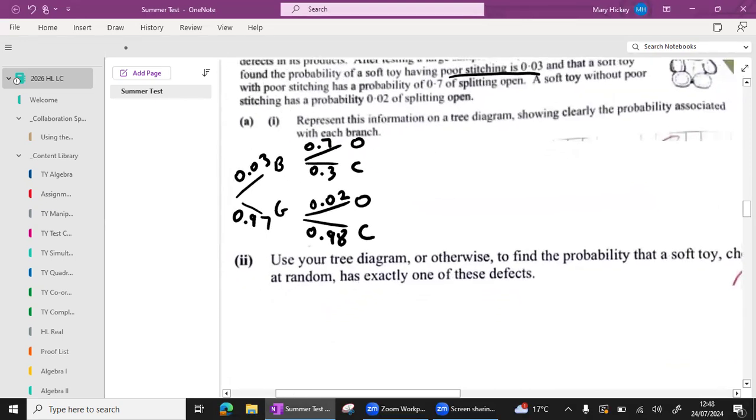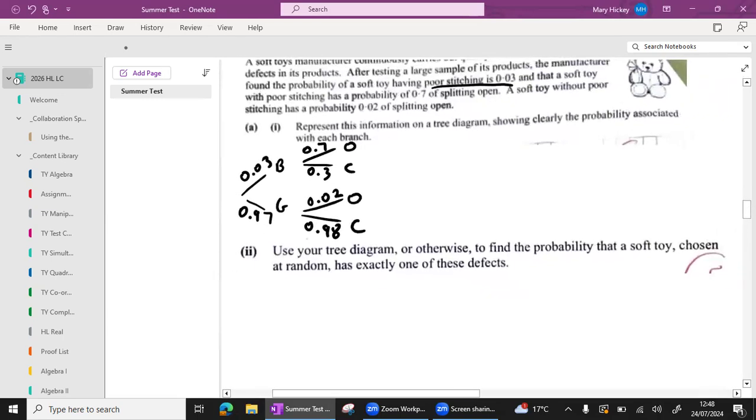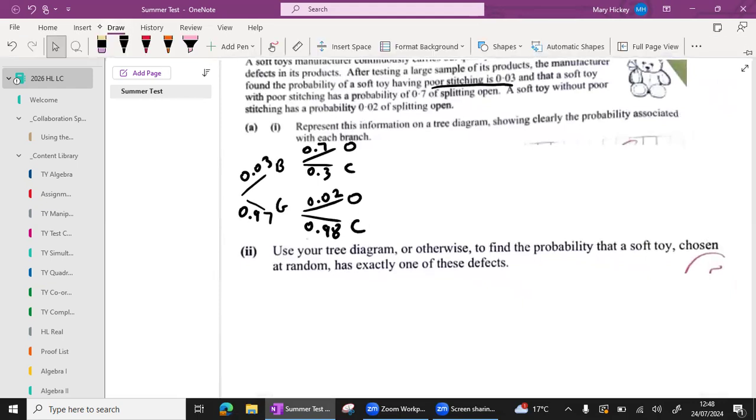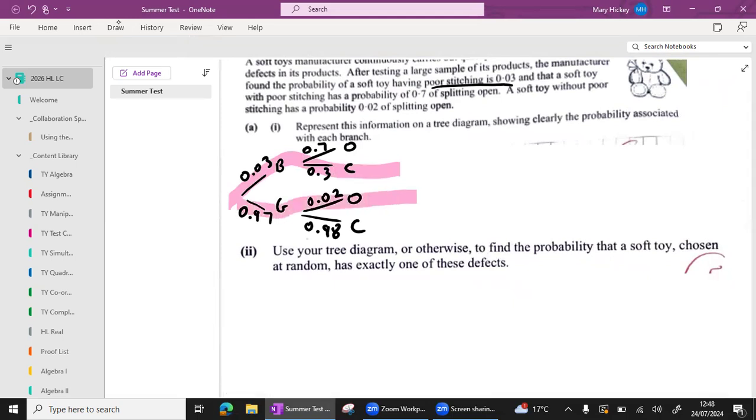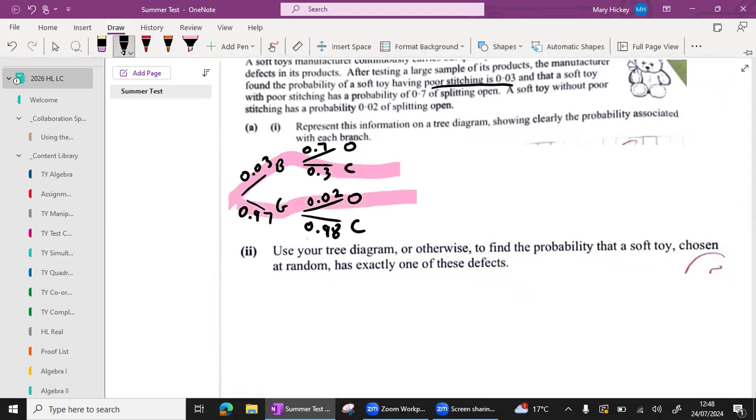So use the tree diagram otherwise to find the probability that a soft toy chosen at random has exactly one of these defects. Now, exactly one means the stitching is bad, but it stays closed, or the stitching is good, but it opens, because we're only allowed to have one problem with the toy. So you can't have bad stitching and opening, because that would be two defects.